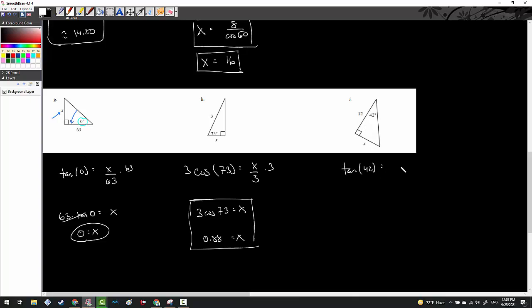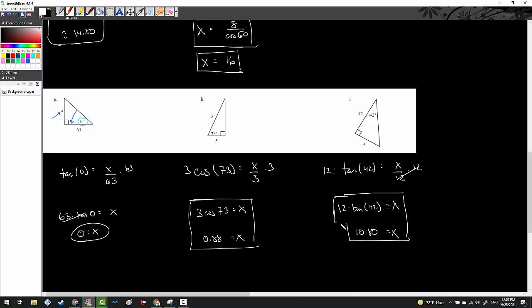And the last one, angle opposite adjacent, screams tangent. Tangent of 42 is equal to opposite over adjacent, so x over 12. So multiply both sides by 12, and you get x equaling 12 times tangent of 42. And when we finally calculate that, we're going to get 10.80.